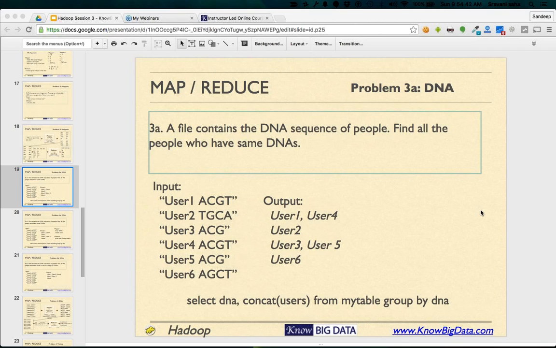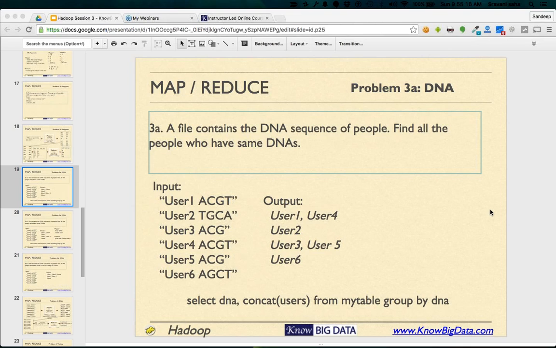Rohit says the reducer will print values after sort and merge. Brilliant. Srini says user as the key and DNA as the value. No, no, Srini. Because our values we want to aggregate are people having the same DNA, right? Therefore, DNA will be the key. We want to group our data by DNA. Therefore, DNA will be the key.